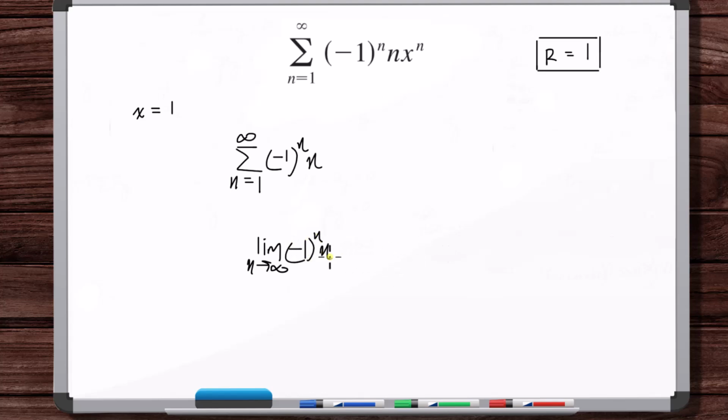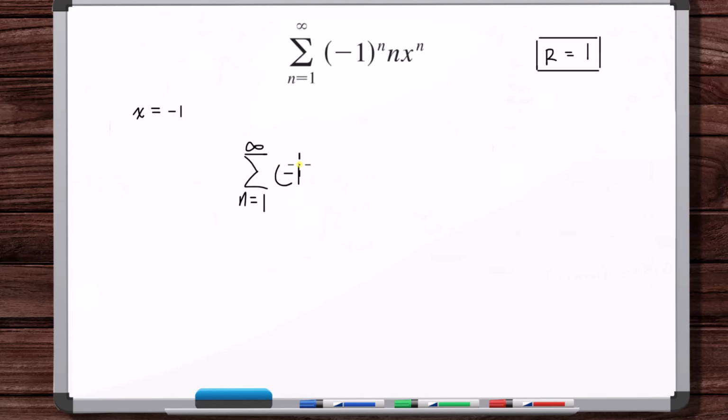This is divergent. n goes to infinity, but then with the minus 1, it's oscillating, so this is divergent. So it diverges when x is equal to 1. What about when x is equal to minus 1? So we've got minus 1 to the n times minus 1 to the n. So this is 1 to the n, which is 1, so just n, but this is divergent as well.